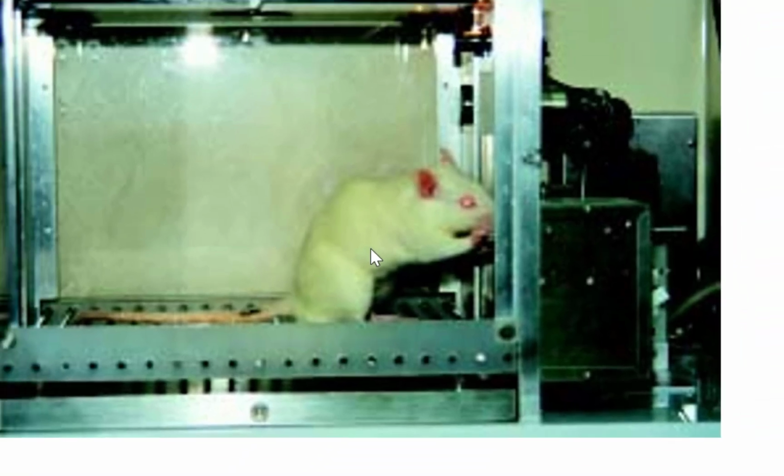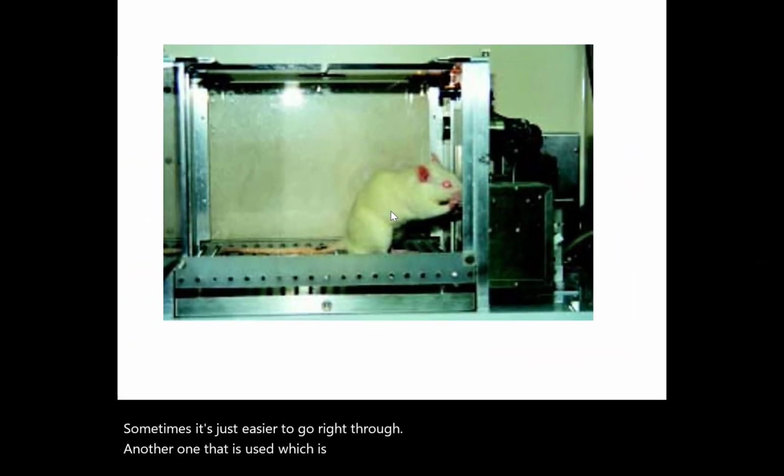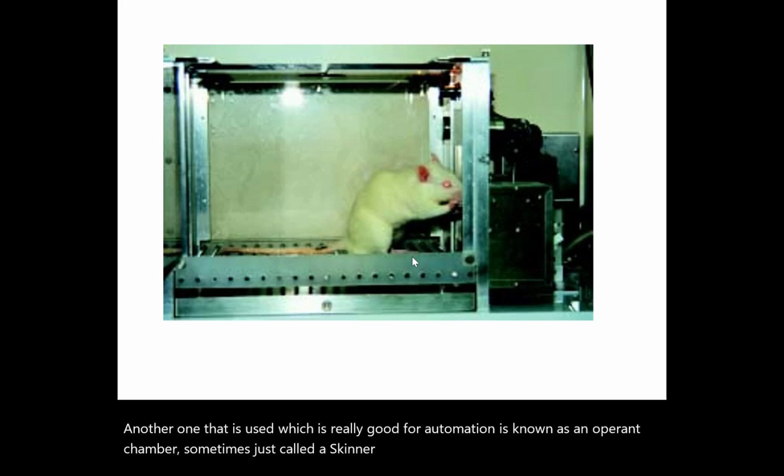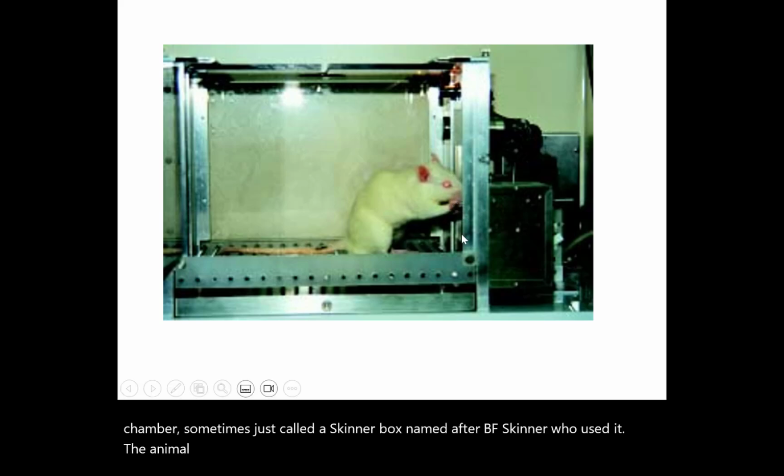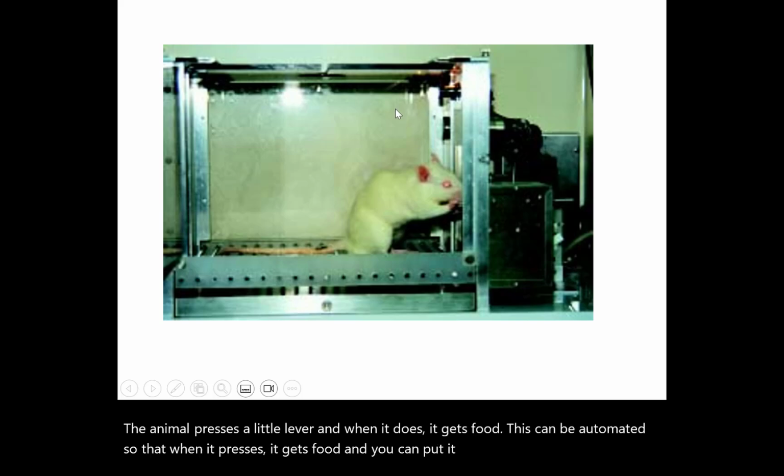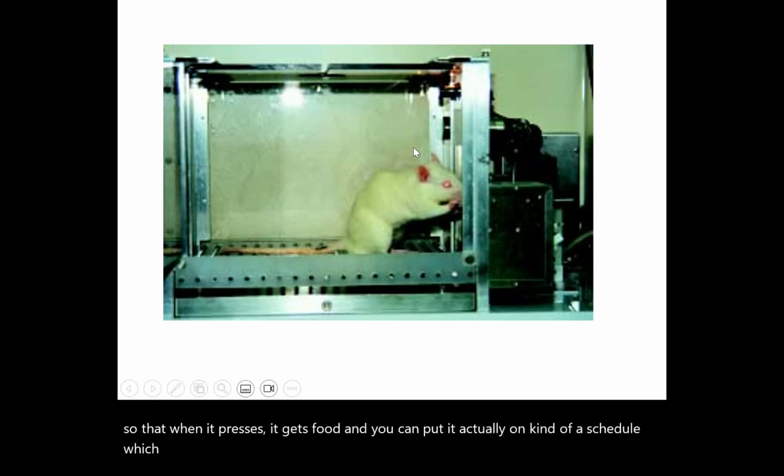Another one that is used, which is really good for automation, is known as an operant chamber, sometimes just called a Skinner box, named after B.F. Skinner, who used it. The animal presses a little lever, and when it does, it gets food. This can be automated, and you can put it on a schedule, which we'll talk about in another lecture, where it has to press maybe 3 or 4 times before it gets food.